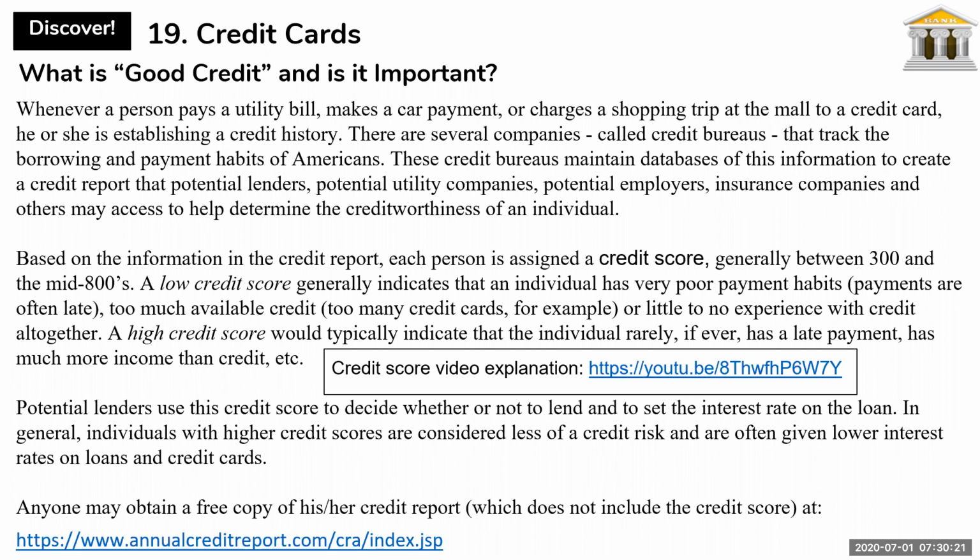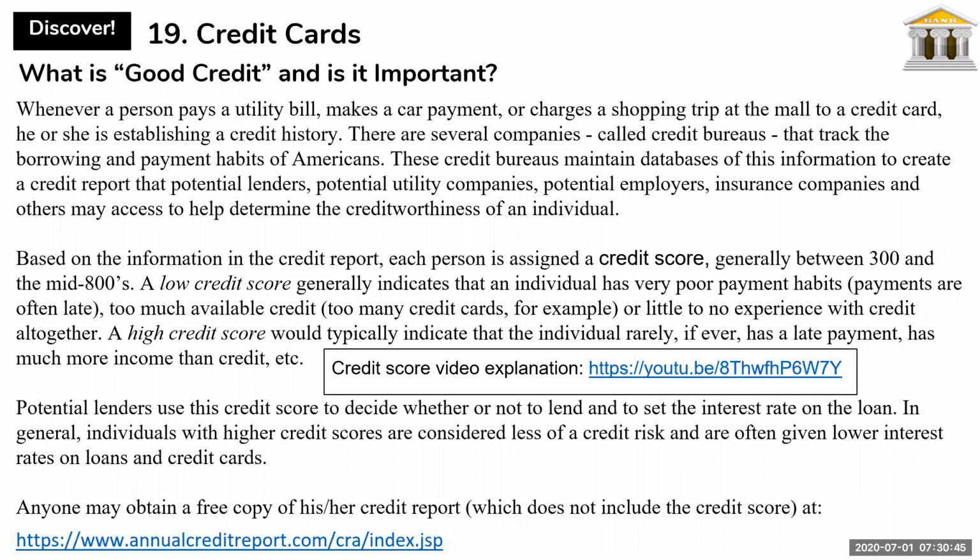Now, whenever a person pays a utility bill, makes a car payment, or charges a shopping trip at a mall to a credit card, he or she is establishing a credit history. All right, so this is how you establish credit. Now, there are several companies called credit bureaus that track the borrowing and payment habits of Americans.